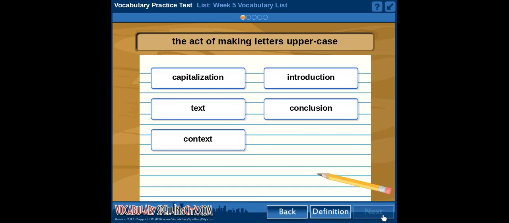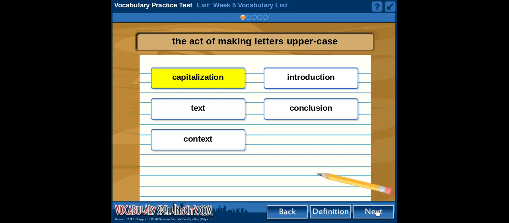The act of making letters uppercase. Well, what do we call a letter when we make it uppercase? We call it a capital letter. So our answer here would be conclusion. No. I think it's capitalization.